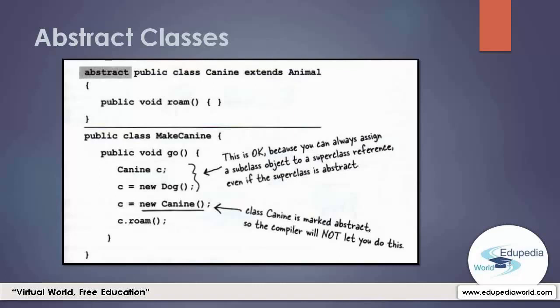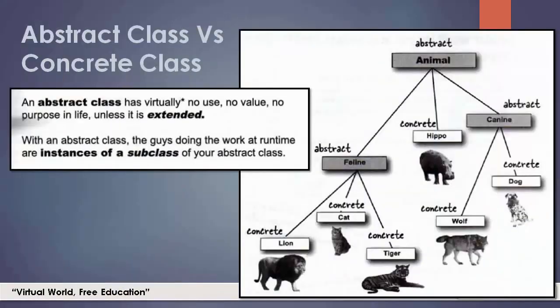The problem comes in the next statement because in that statement we are trying to assign a new K9 object to the K9 reference variable. As the class K9 is marked as abstract, the compiler will not let you do that. At compile time, you will get an error saying K9 is abstract, cannot be instantiated. Now what you have to understand is an abstract class has virtually no use, no value, no purpose in life unless it is extended.